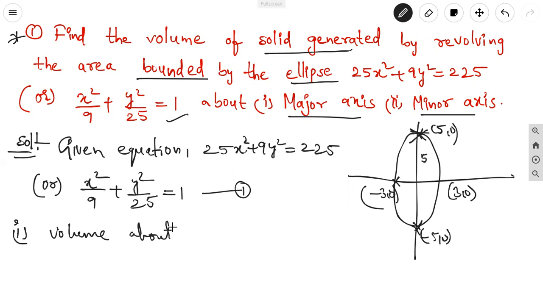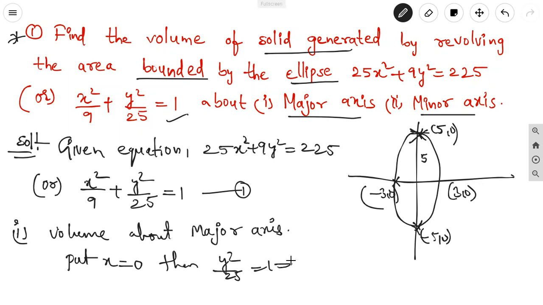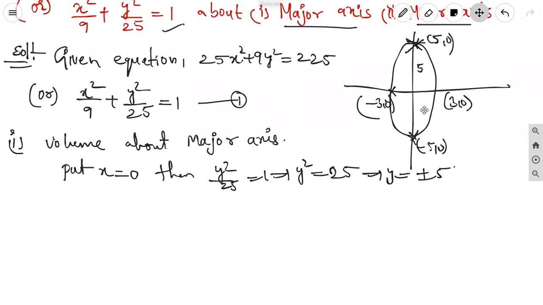Here we find the first case, the volume about the major axis. Volume about the major axis means the y-axis is the major axis. Then put x equal to 0, the minor axis value, and we get y²/25 = 1. From this y² = 25, so y equals plus or minus 5. So the limits are minus 5 and 5.